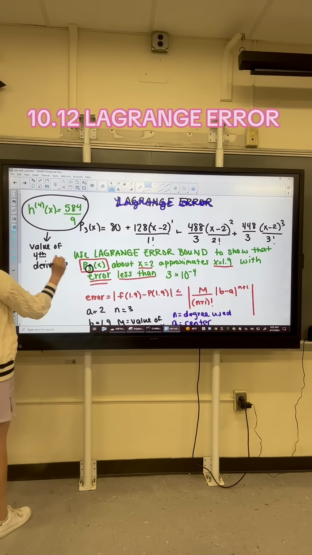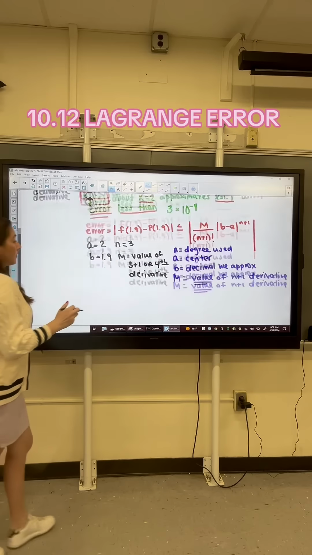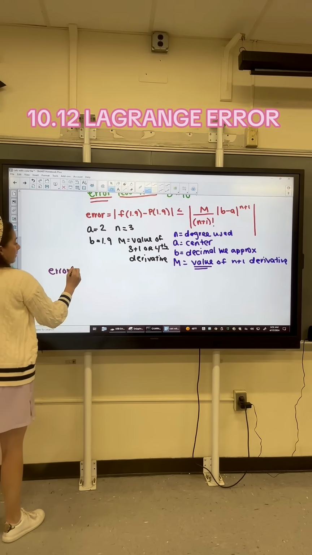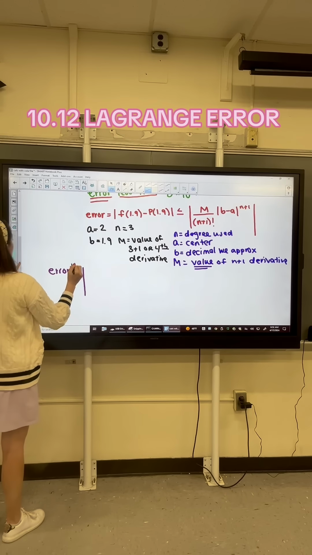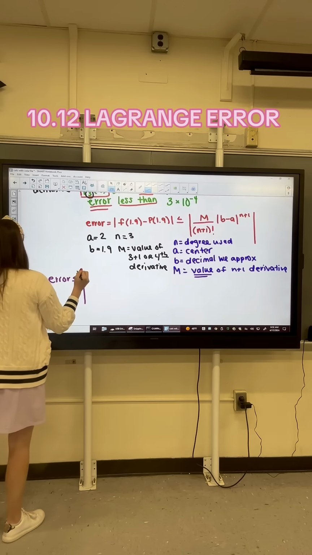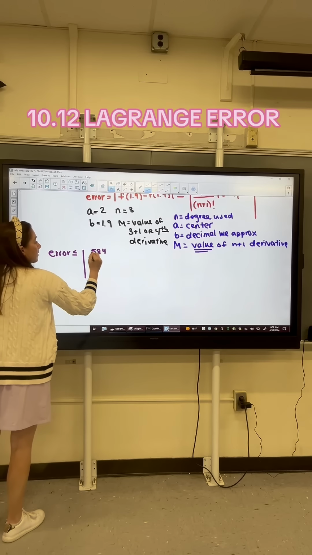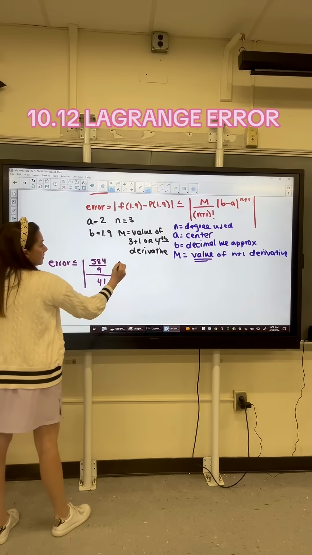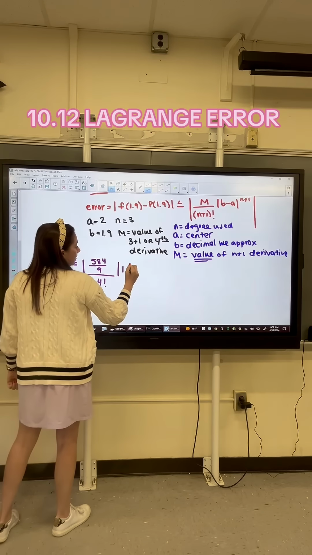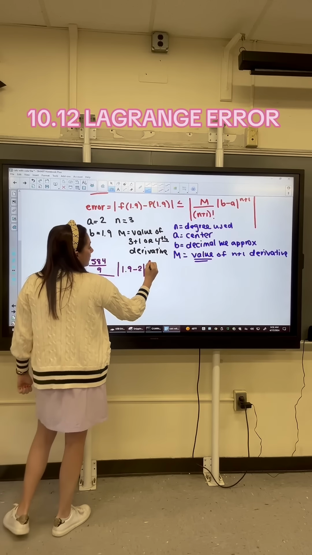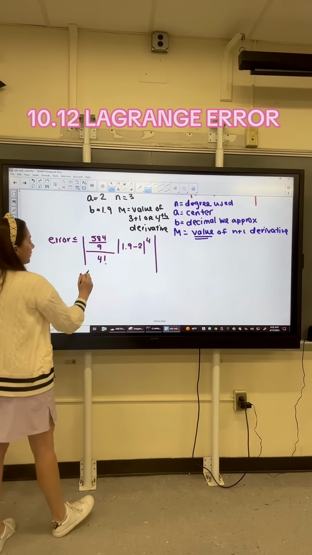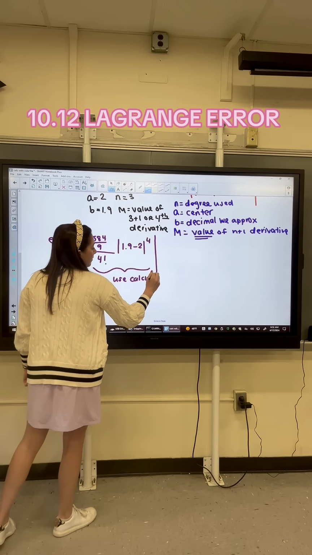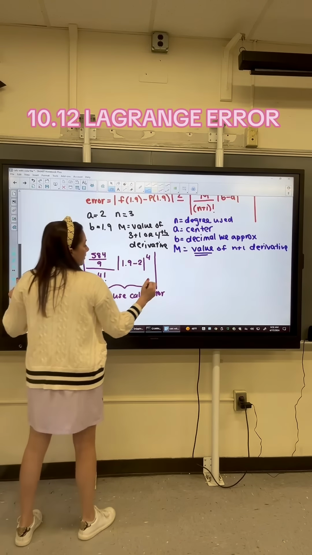Once we know all this, we can go ahead and start plugging everything in. So the error is going to be less than or equal to, let's start plugging in, 584 over 9 all over 4 factorial, absolute value b 1.9 minus a 2, absolute value, to the fourth power. So we would go ahead and use a calculator to figure out what that is, and that does in fact, it is less than 3 times 10 to the negative 4.